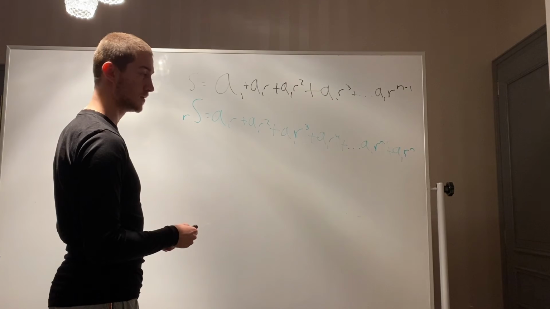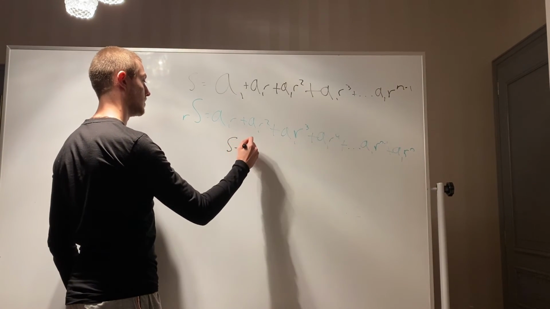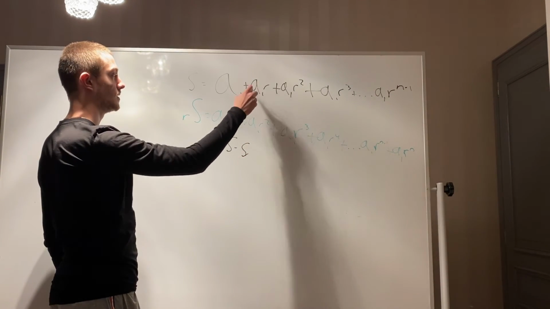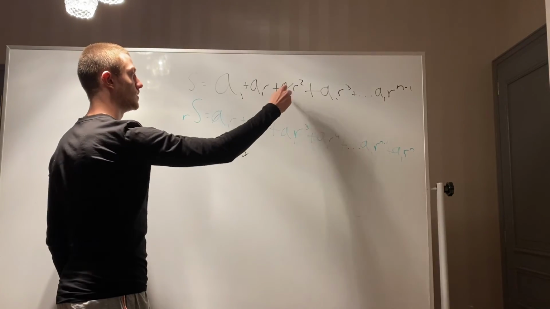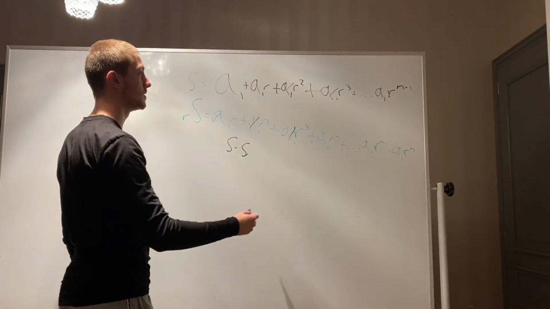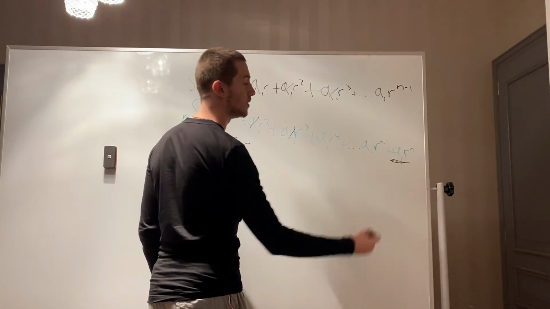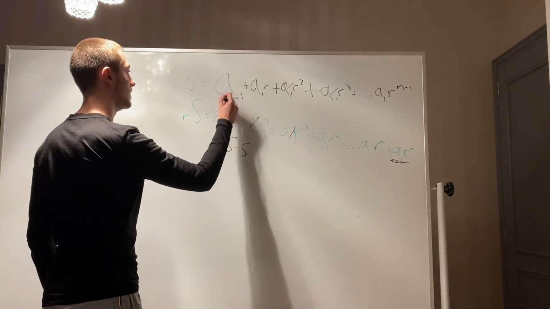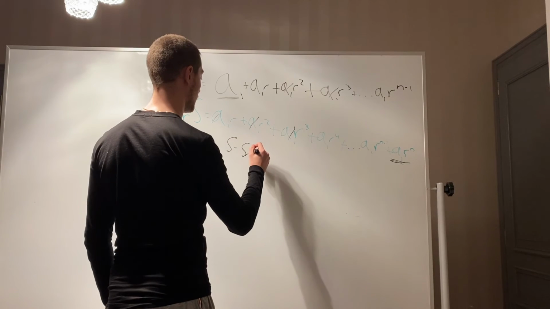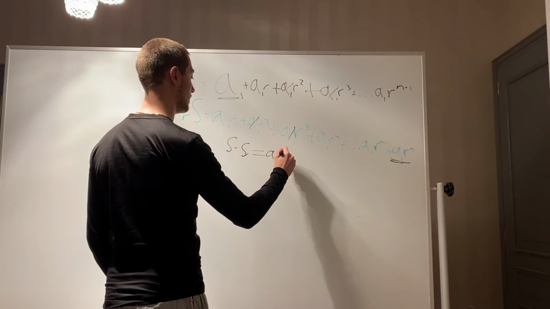Okay, now this is actually quite useful because if we try to cancel out these terms by subtracting rS from S, so if we do S minus Sr, then look, this term and this term are going to cancel. This term and this term are also going to cancel. This term and this term are going to cancel, and every single term is going to cancel, except this last term, the a1r^n, and the first a1, right? Okay, so we're going to get S minus Sr is equal to a1 minus a1r^n.